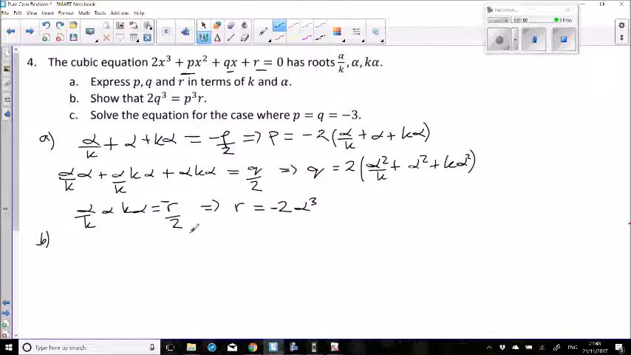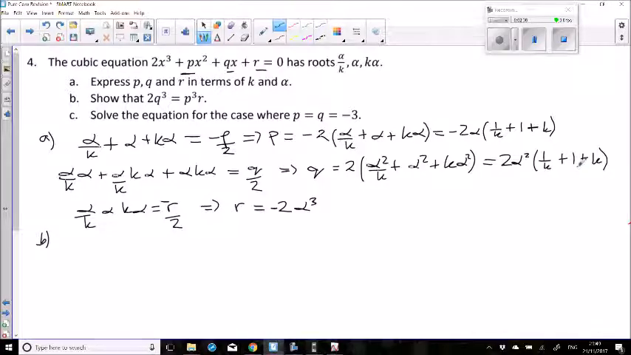Right, in part B we've got a show that going on here. It looks a bit complicated. It might be useful to have a look back at what we've worked out, and if you see p, we could actually factorise p some more, because we've got alpha in common with all those terms. So let's take alpha out as a factor of p. Okay, and then if you look at q, well, that's got alpha squared as a factor. So let's take alpha squared out as a factor.